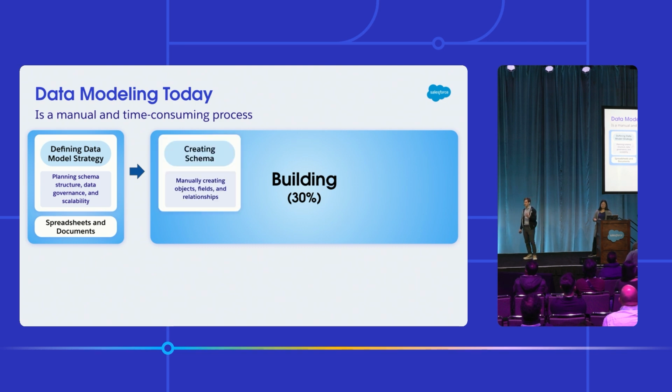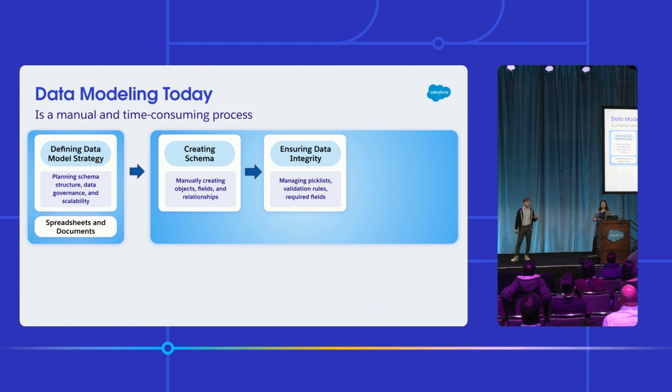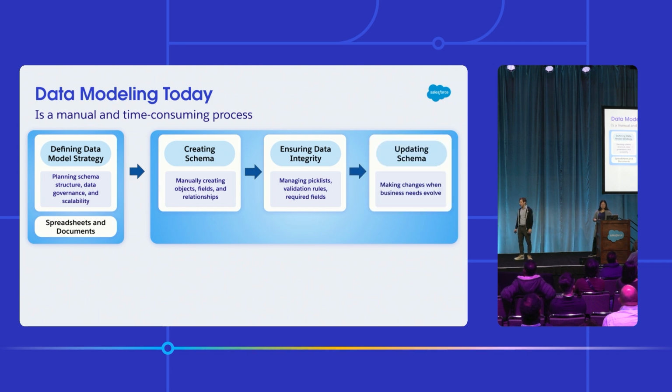This is where you're actually creating the schema. This is where you're actually creating the metadata, the objects, the fields, the relationships. Once you've done that, you need to ensure data integrity, right? Whether it be managing pick lists or validation or setting any other attributes within your data model. And then lastly, a data model is never stale, right? As business requirements evolve and change, you're also going to be going in and updating your data model and making changes.